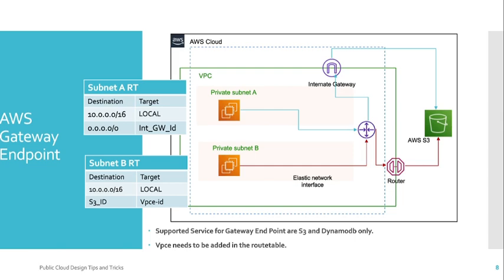So gateway endpoint, AWS gateway endpoint only supports two types of services. One is S3, second is DynamoDB.